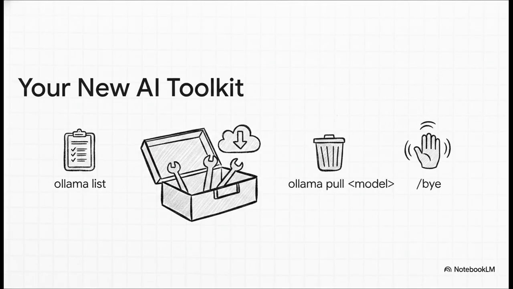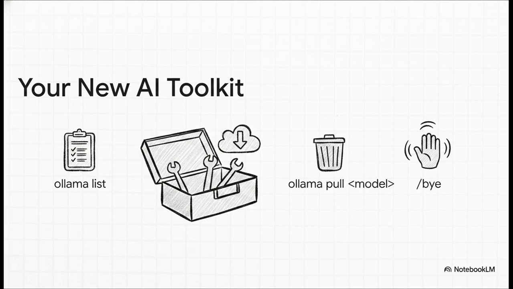So now that you're up and running, you've got a cool new toolkit. Just type ollama list to see all the models you've installed. You can use ollama pull and a model name to grab a new one, or if you need to free up space, ollama rm will delete one. And when you're done chatting, just type /bye and hit enter.